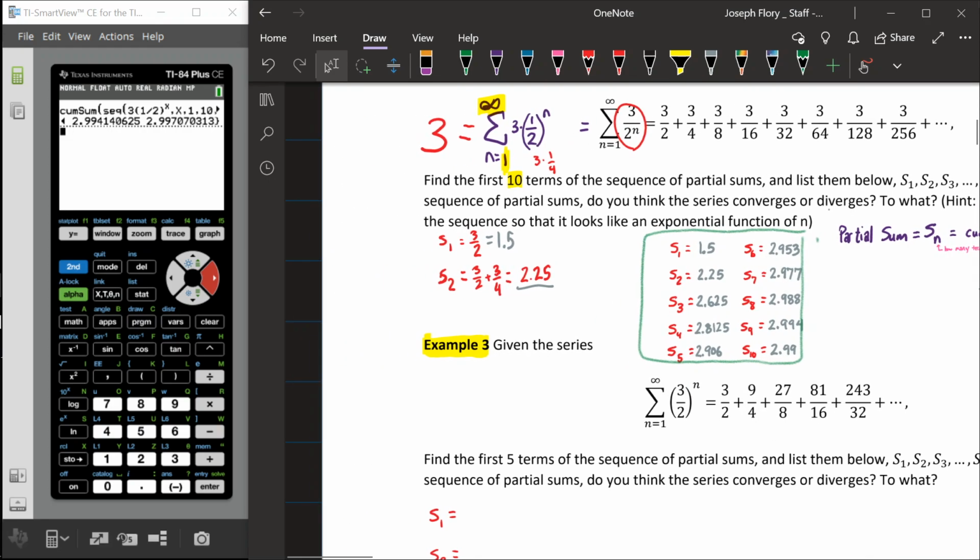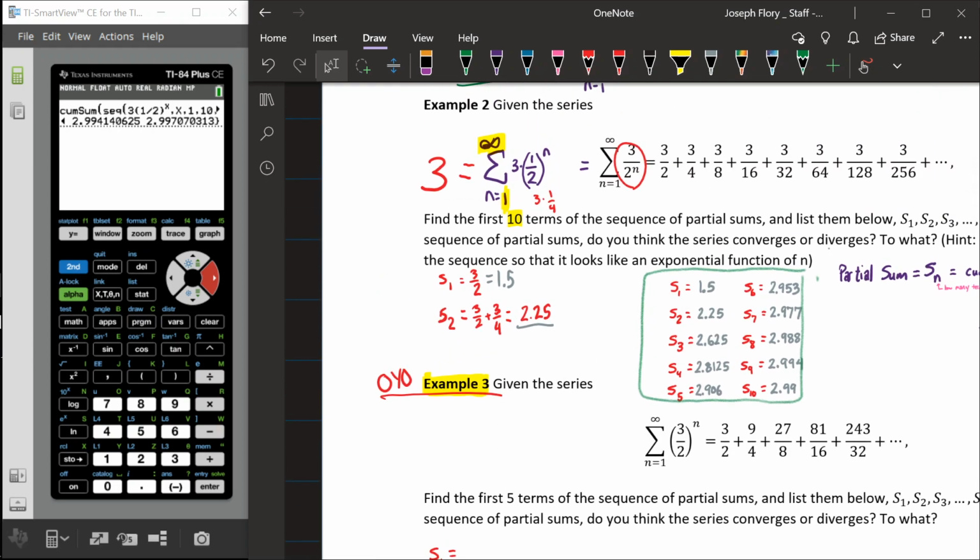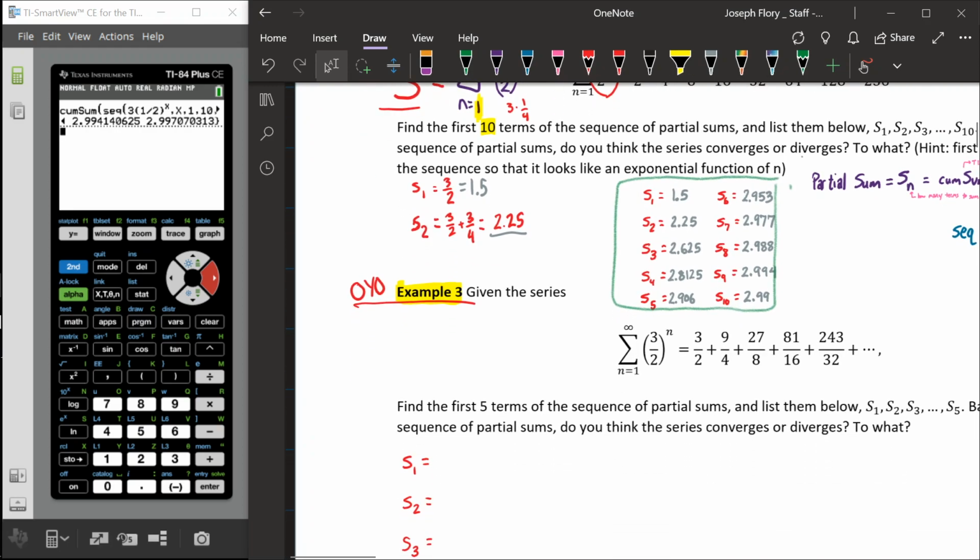Example 3, I want you to try that on your own. Use your calculator to find the first 5 terms of the sequence of partial sums, and then use that to determine whether you think the series converges or diverges. So ours, in example 2, looks like it converges to 3. Try example 3 and see if you get a convergent or a divergent series.